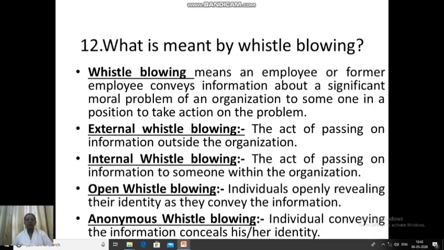12th question is, what is meant by whistleblowing? Whistleblowing means an employee or former employee conveys information about a significant moral problem of an organization to someone in a position to take action on the problem. External whistleblowing, the act of passing on information outside the organization. Internal whistleblowing, the act of passing on information to someone within the organization. Open whistleblowing, individuals openly revealing their identity as they convey the information. Anonymous whistleblowing, individual conveying the information conceals his or her identity.